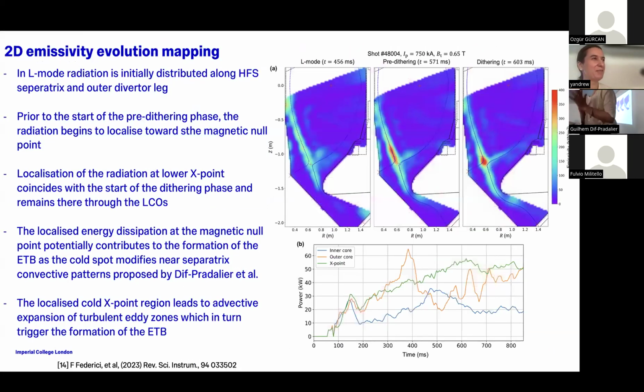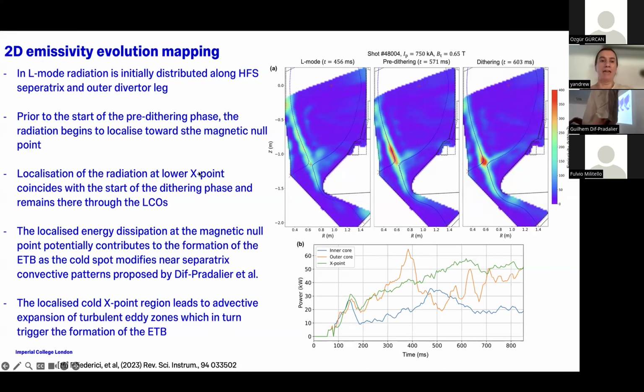So inspired by that work, it made me go and look at these 2D emissivity plots. This is the work by Fabio Federici on MAST-U, who did this wonderful work on this diagnostic to study MAST-U with Bruce Lipschultz. That was the purpose of developing this diagnostic. And you can see these wonderful 2D mappings of the super-X divertor and the X-point region.